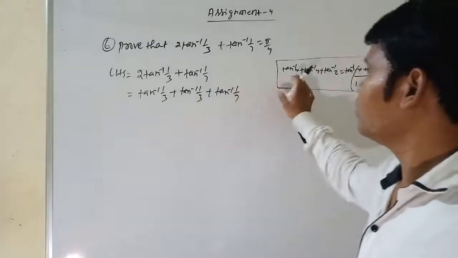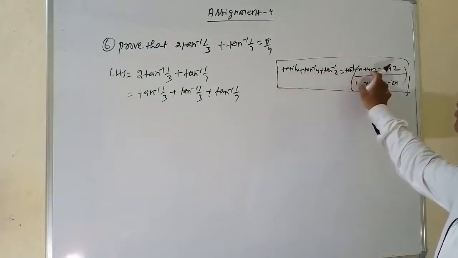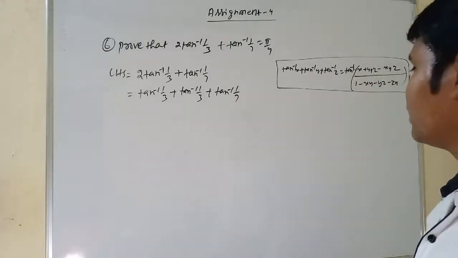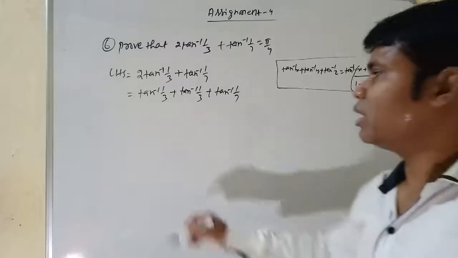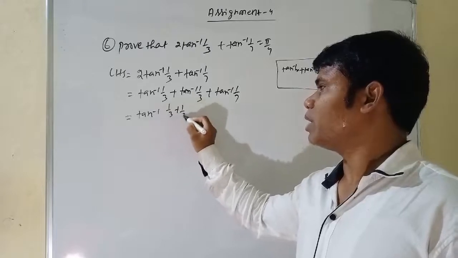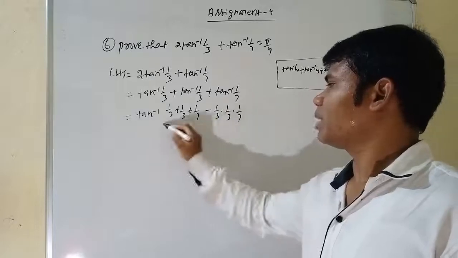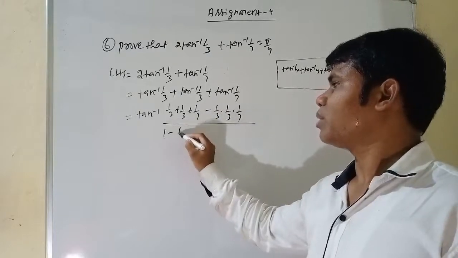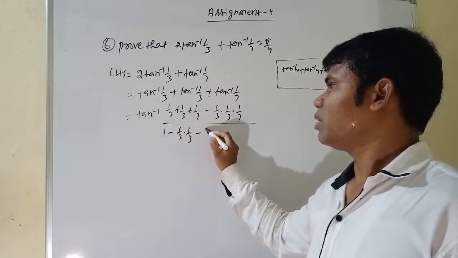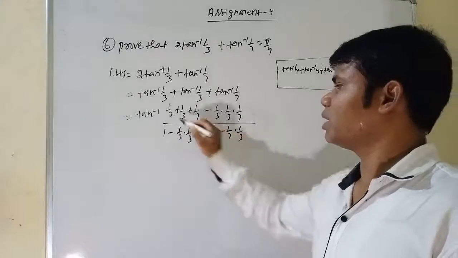Okay, you use this formula: tan inverse x plus tan inverse y plus tan inverse z is equal to tan inverse of (x plus y plus z minus xyz) by (1 minus xy minus yz minus zx). Here it is equal to how much? This is equal to tan inverse of (1 by 3 plus 1 by 3 plus 1 by 7 minus 1 by 3 into 1 by 3 into 1 by 7) divided by (1 minus 1 by 3 into 1 by 3 minus 1 by 3 into 1 by 7 minus 1 by 7 into 1 by 3).